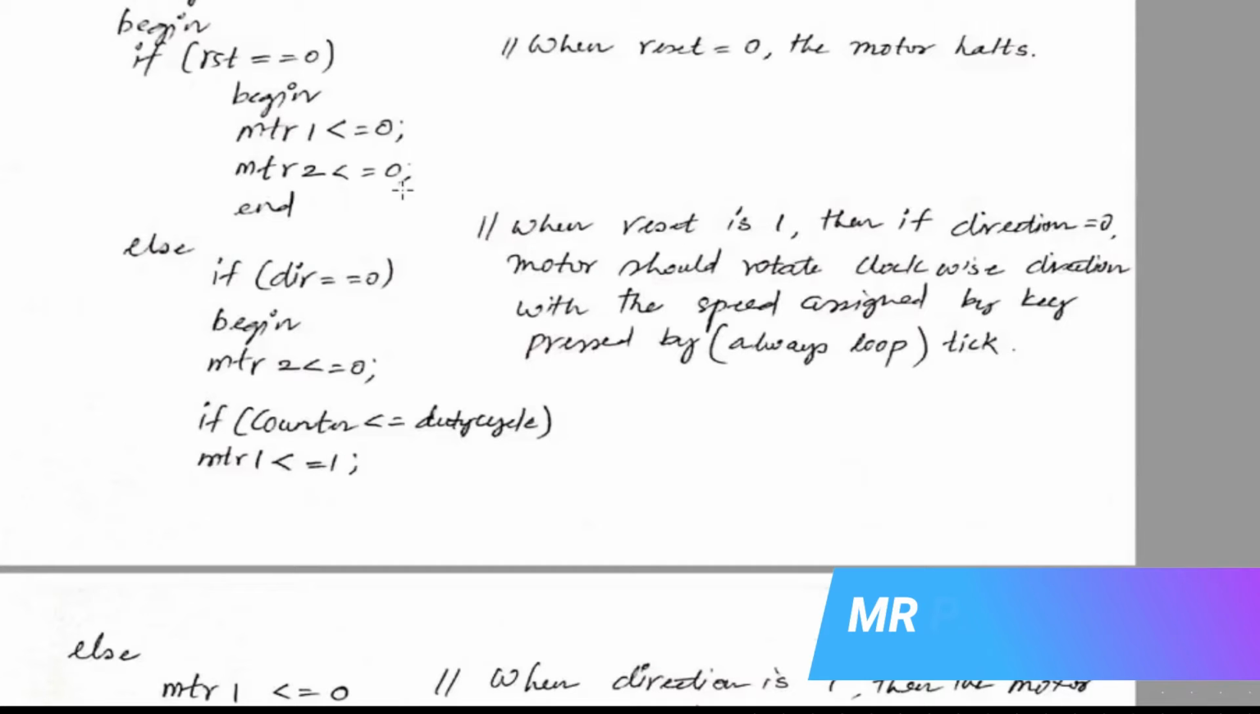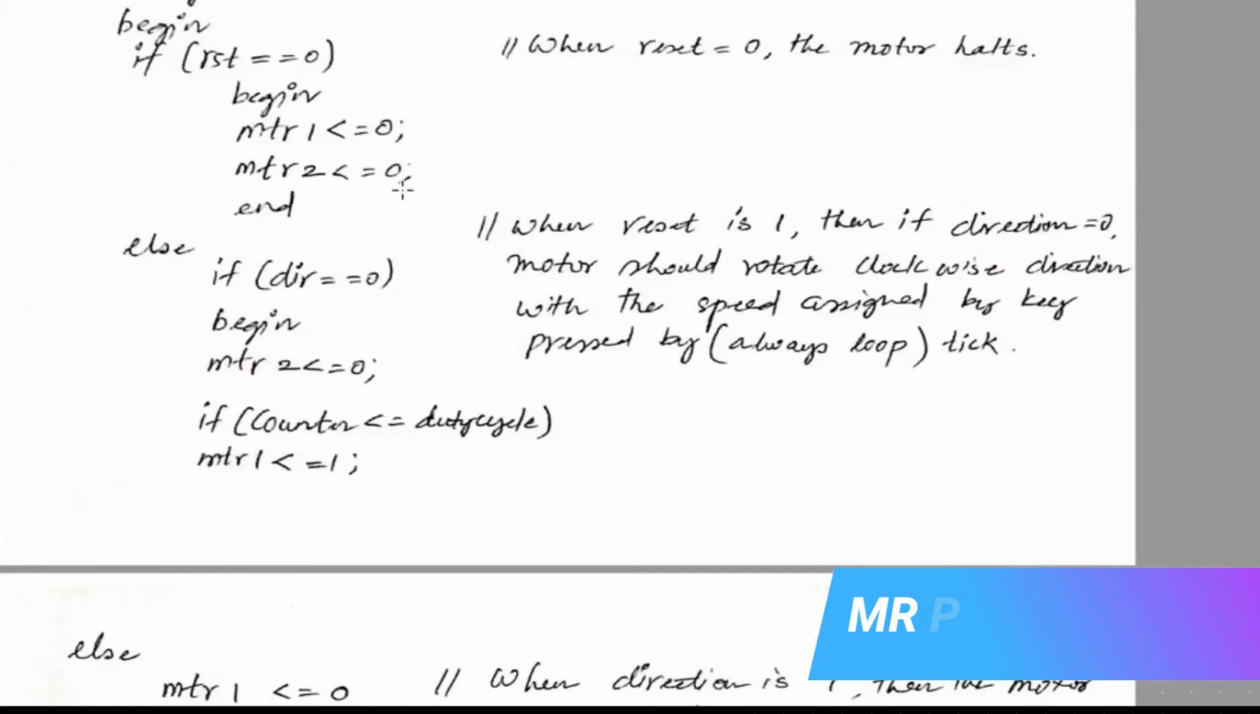If reset is 1, I have another sub-case, which is if direction is equal to 0. So when I take direction is equal to 0, the motor should rotate in the clockwise direction. So how do I assign it? By giving motor2 is equal to 0. Now these are all statements where you should try to understand where 0 is given to motor2. Just like your blocking and non-blocking concepts that we have seen, right? So this is your non-blocking assignment.